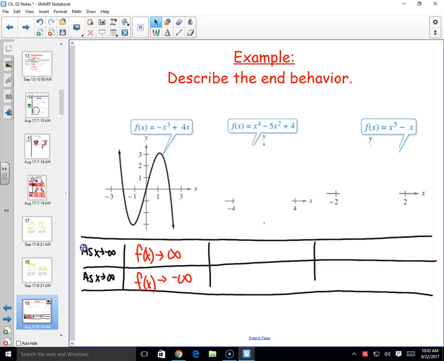Odd functions. Positive leading coefficient, negative leading coefficient. It's as easy as that, right? Even functions. Positive coefficient, negative coefficient. It's as easy as that. Right? Just throw in here a couple of answers and you guys should be good.